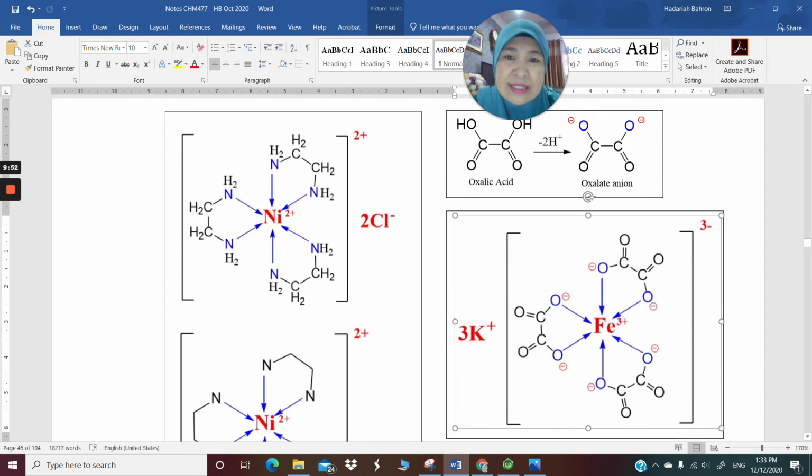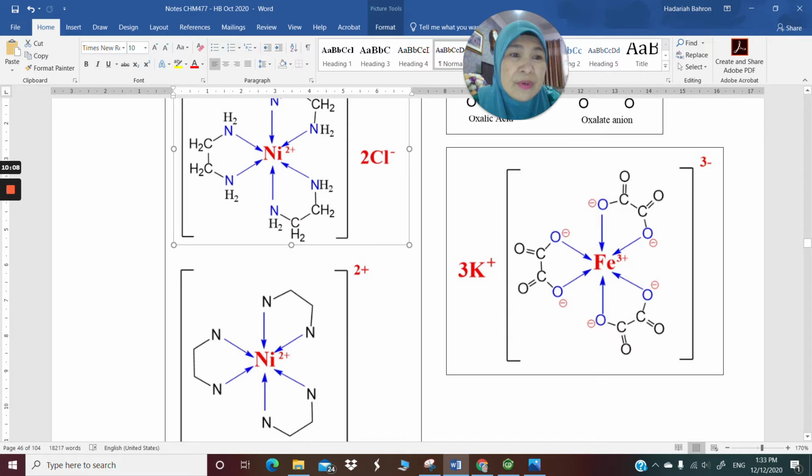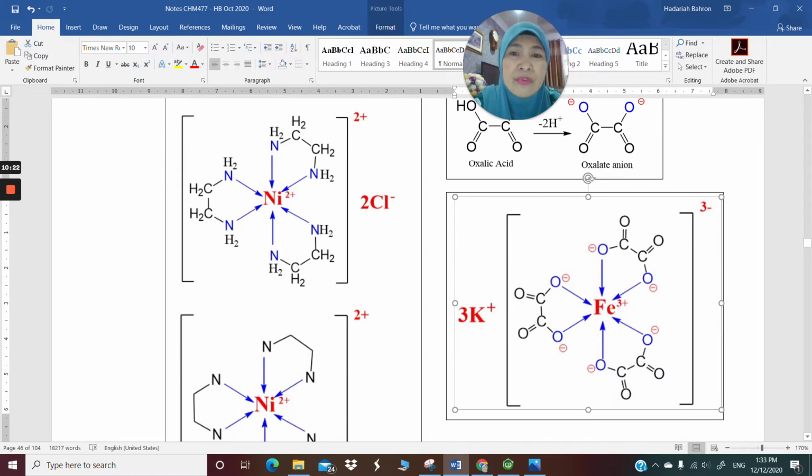So you can see here, if your complex ion is positively charged, then your counter ion has to be negatively charged. They have to neutralize, the charges have to neutralize each other. If your complex ion is negatively charged, then your counter ion has to be positively charged, and the charges will cancel one another. So these are two examples of bidentate ligand.